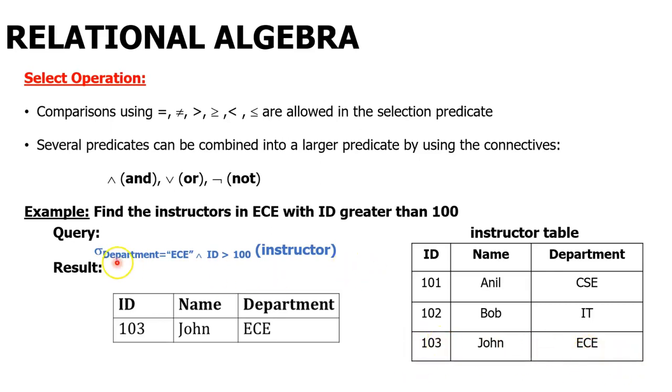So I have to write a query. What's that? Sigma, department should be ECE and, this is an and symbol, ID should be greater than 100 in the relation called instructor. When I process this query, I'll get this result.